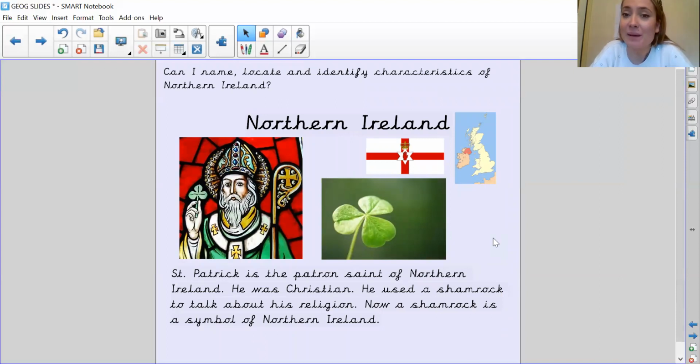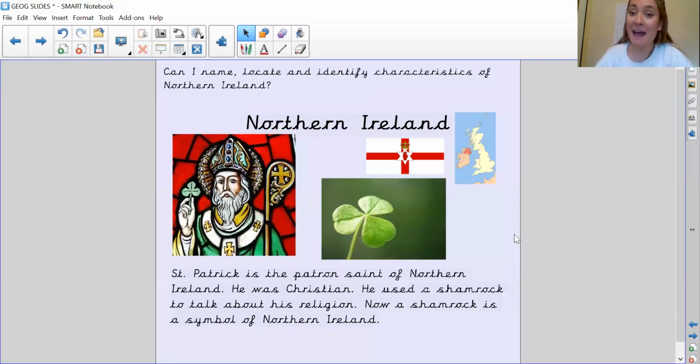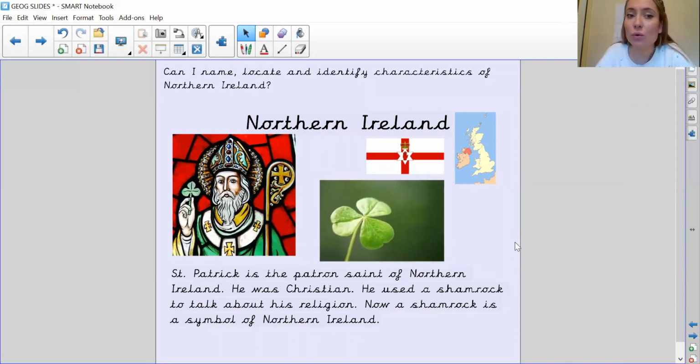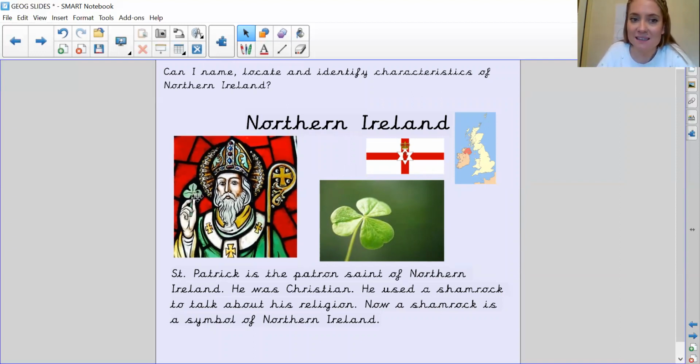Okay, so I'm going to read you some facts now about Northern Ireland. Can you see this gentleman here? Now he is called St. Patrick. And St. Patrick is the patron saint of Northern Ireland, and he was Christian. He used a shamrock, which is this little plant here, to talk about his religion. Now a shamrock is a symbol of Northern Ireland. Can you see? He's even holding one in his hand there.